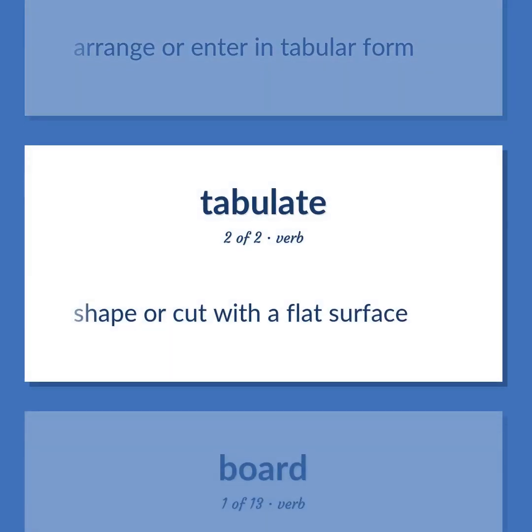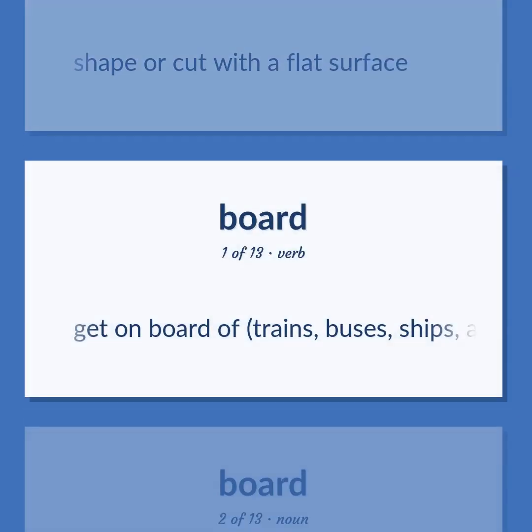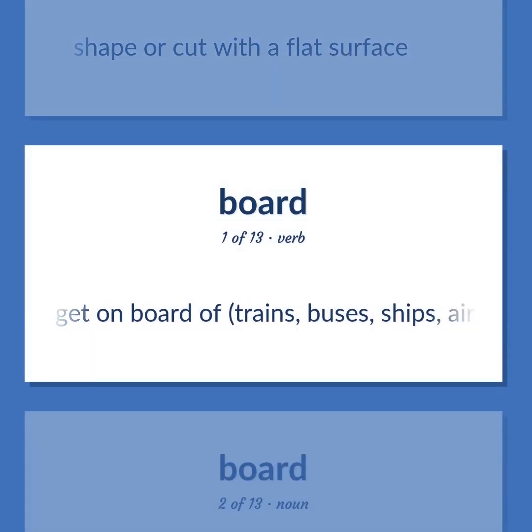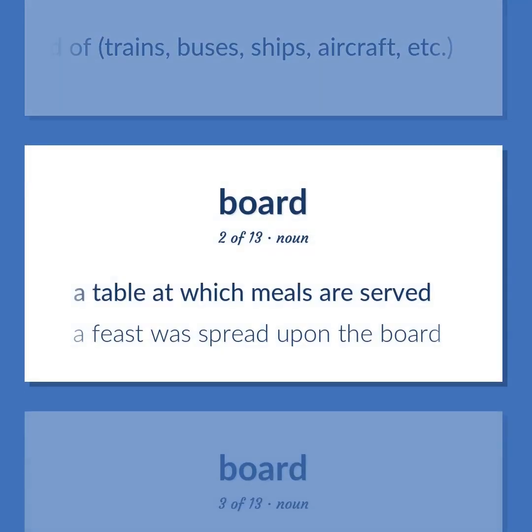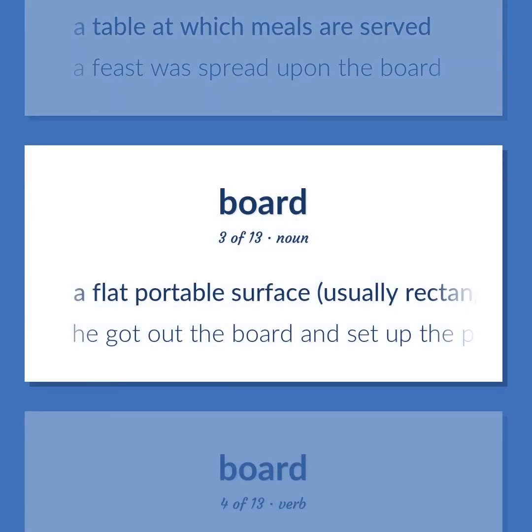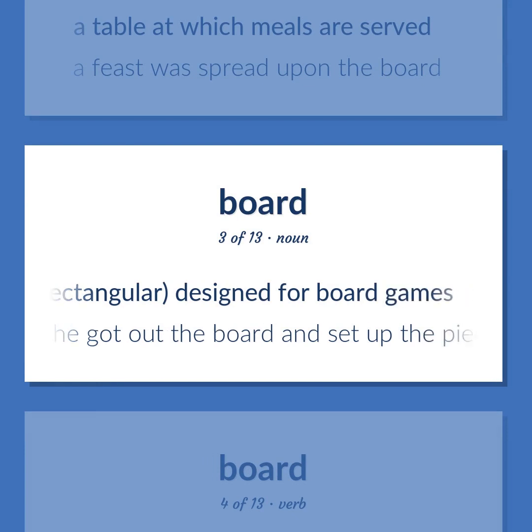Shape or cut with a flat surface. Get on board of trains, buses, ships, aircraft, etc. A table at which meals are served. A feast was spread upon the board. A flat portable surface, usually rectangular, designed for board games. He got out the board and set up the pieces.